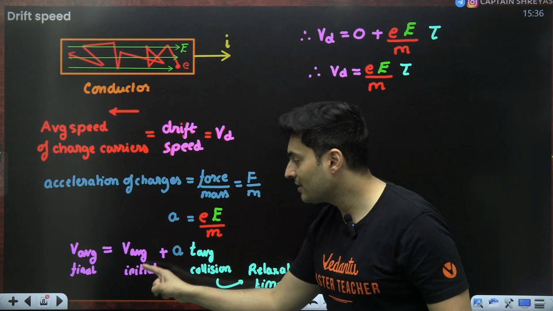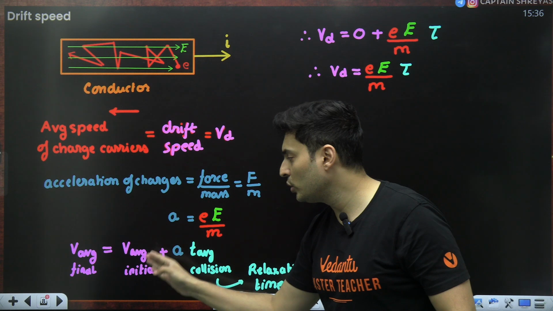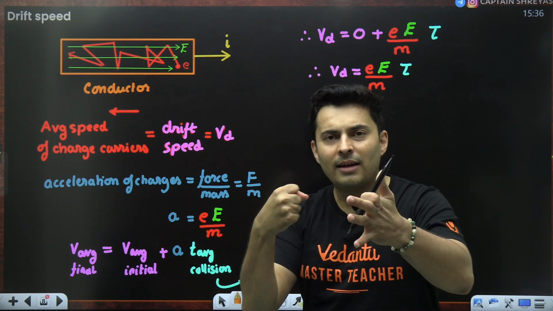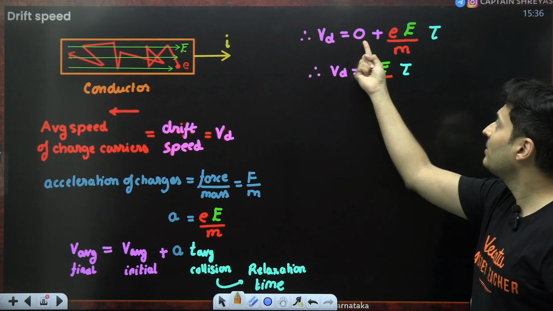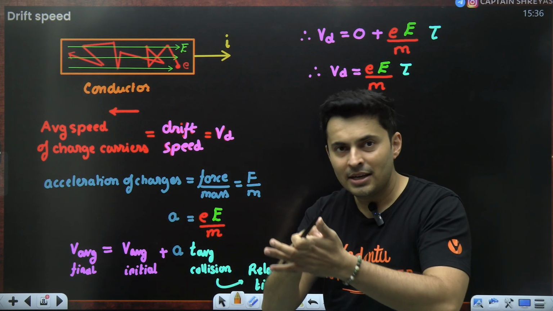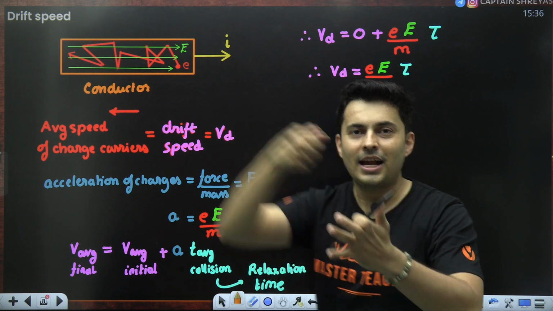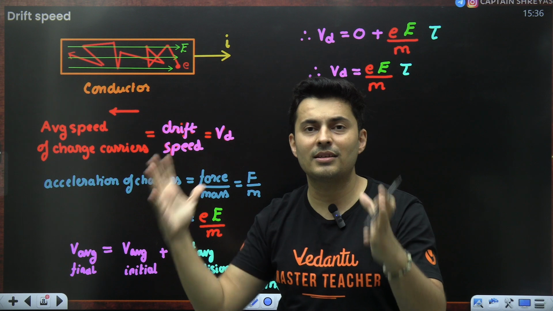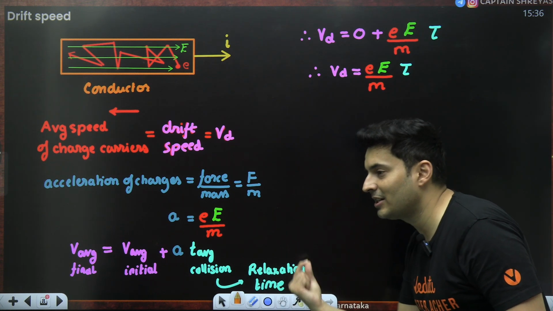Final velocity is initial velocity plus acceleration into time. V is equal to U plus AT. Now, after collision, for an average, the electron will lose that speed. So the average speed initially will be 0. Number 2, after colliding, till the next collision happens, there is some time duration. I collided, accelerated, stopped, accelerated, stopped. So that duration between successive collisions on an average is called relaxation time.